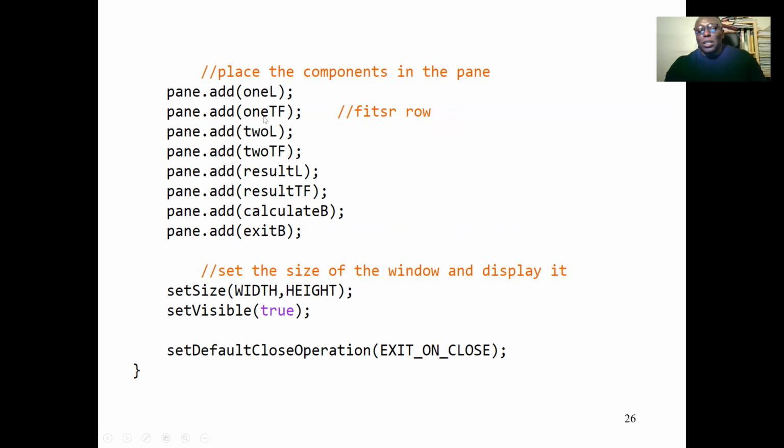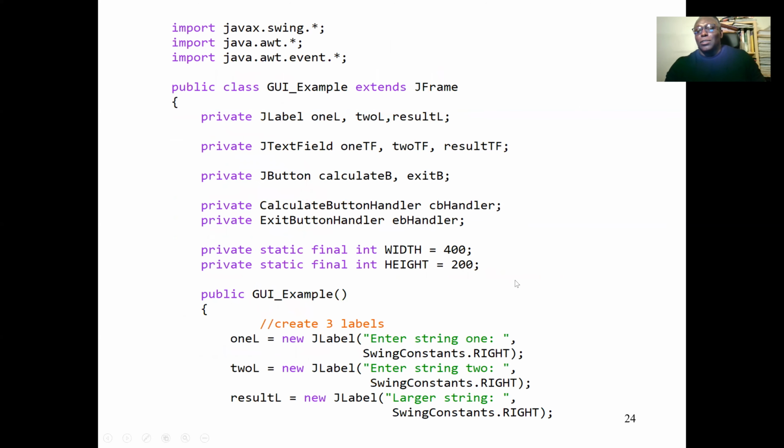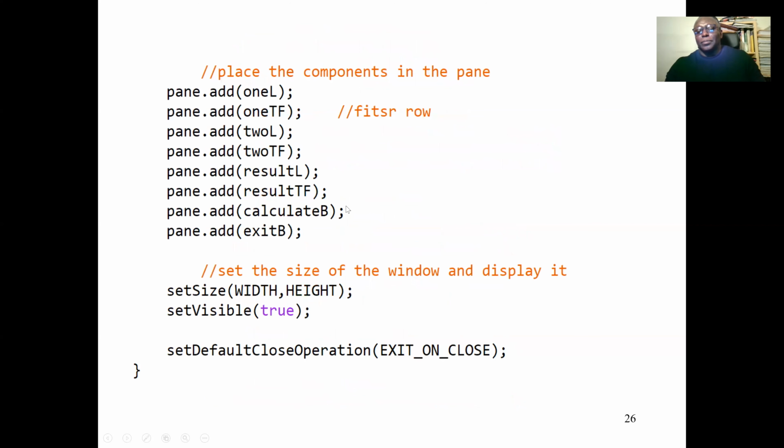Again, the arrangement of the elements here is very important. Now, if I say 1L, 2L, before 1TF, that means I will see the 2 labels in the first row. By looking at this, we know the labels are each for the text field, for the instruction. So I don't want to have enter string 1, then enter string 2. No. Enter string 1, the instruction for the text field, then what we need to enter, string 2. So that's how we add in order.